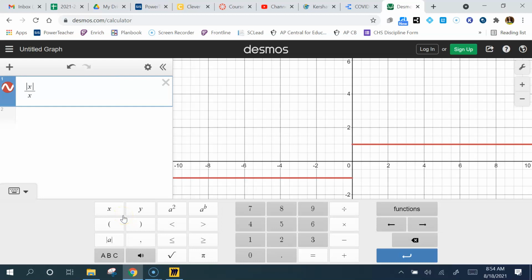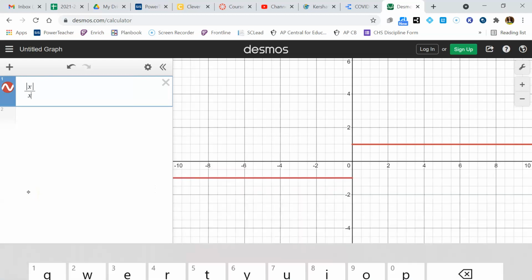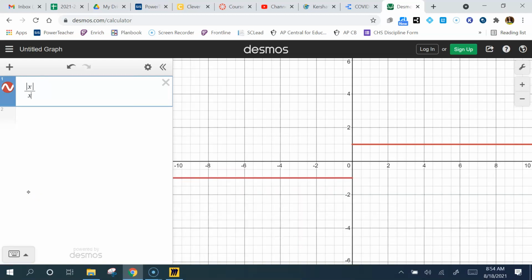Absolute value of x divided by x. All right, so you should get a graph that looks like this, right? And it's asking me for the limit as x approaches 0. What do you think? The limit as x approaches 0 of this graph.